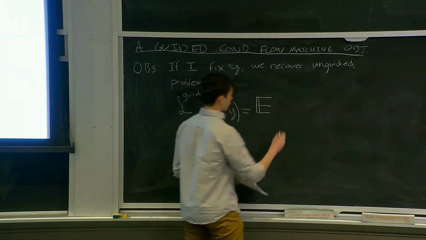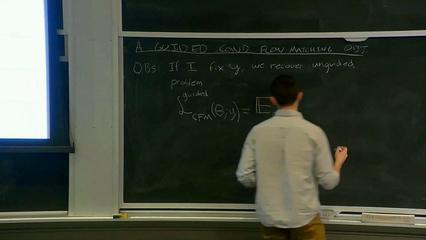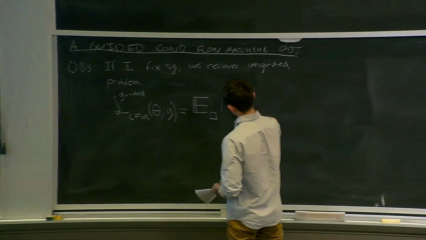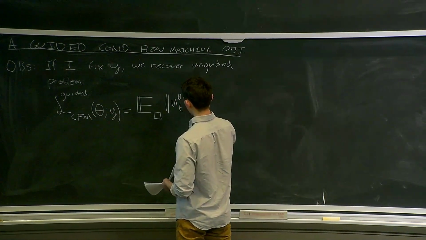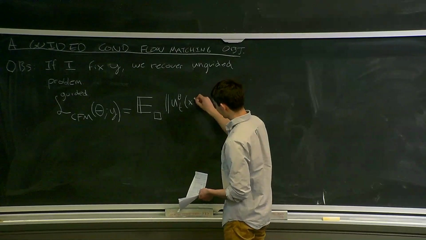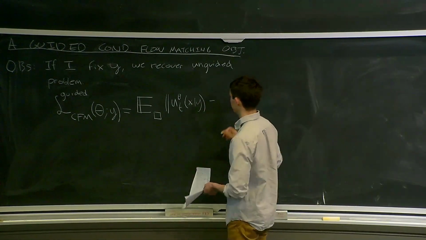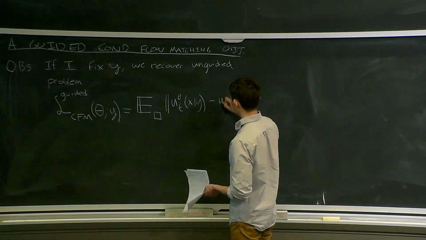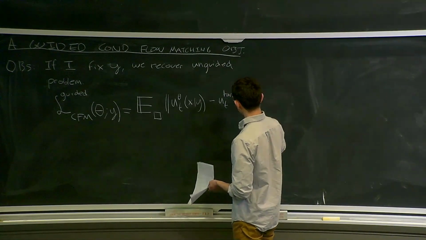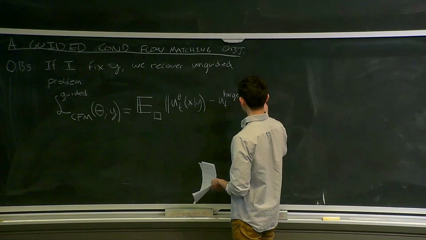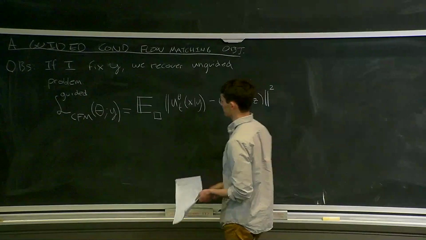It's an expectation over something. OK, we'll look at what the something is in a sec. And well, what are we regressing? We're regressing our guided model, so this is ut theta of x guided by y. We're regressing it against, this is a conditional flow matching objective, against this conditional vector field, ut target of x given z. And I'm taking the squared magnitude of this guy.